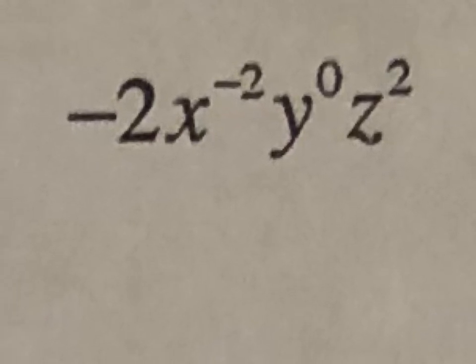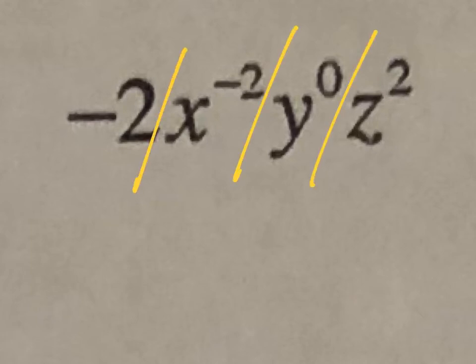Okay. Here we're just going to move some stuff around and simplify. Again, recognize all these are separate pieces. So they have to be handled individually. I'm going to add a 1 here. So I get negative 2 times x to the negative second can be turned into 1 over x squared. Y to the 0, anything to 0 power turns into 1, and z squared.